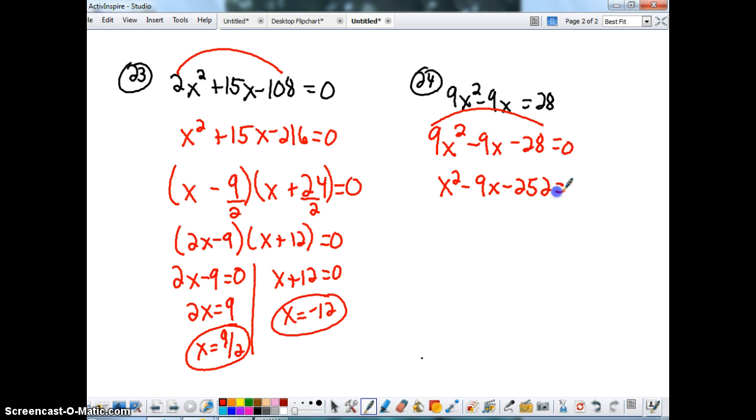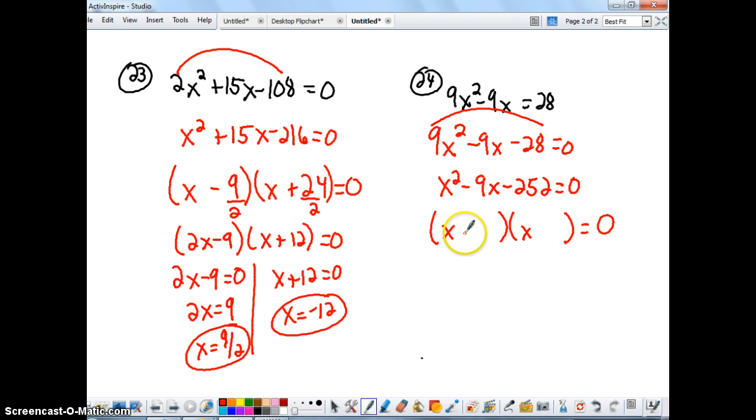So I'm looking for numbers that multiply to be the negative 252 and add together to be negative 9. Again, it might take you a little bit to figure out what those are. All right, so when you do so, you're going to find out that they come out to be a 12 and a 21. Bigger number always, again, gets the middle sign. So this is going to be a minus. This is a plus. Divide out by your 9.